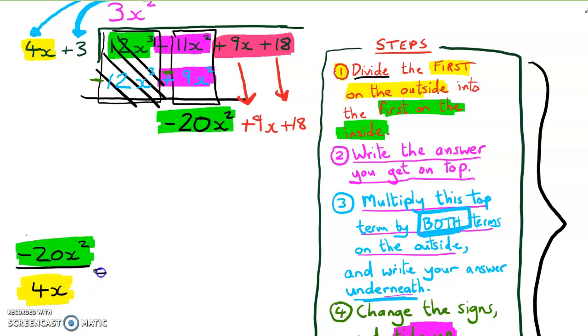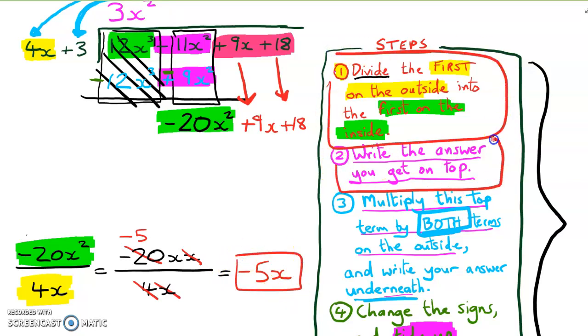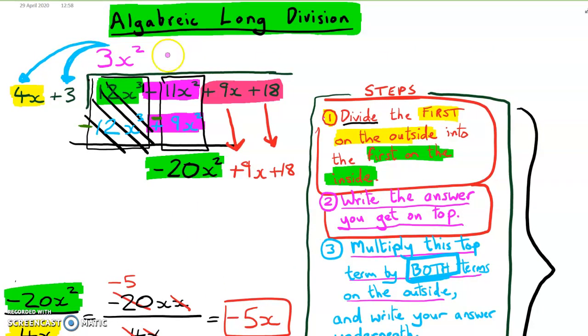Okay? Now, like before, I'm going to do it out fully. So minus 20x squared is the same as minus 20x by x all over 4x. What does that give me? That x will cancel with that x, and 4 will go into minus 20 minus 5 times. So my answer is minus 5x. Okay, so I've done that. Now write my answer that I get on top. So I'm going to put it up here. I'm going to do it in purple.